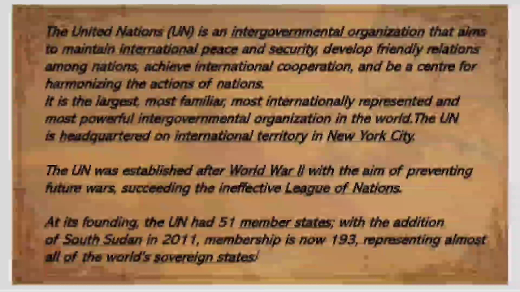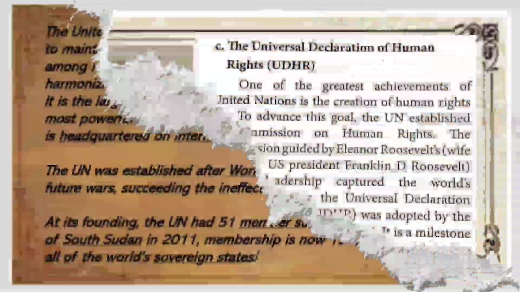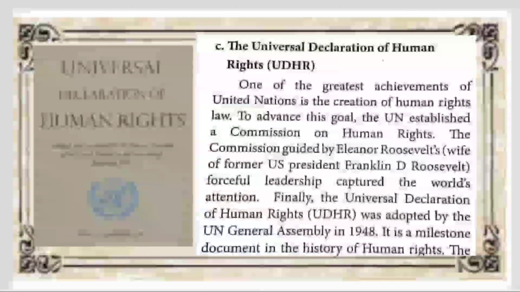The UN was established after Second World War with the aim of preventing future wars, succeeding the ineffective League of Nations. At its founding, the UN had 51 member states, but at present, the member countries of UNO is 193. The Universal Declaration of Human Rights, UDHR, one of the greatest achievements of United Nations is the creation of human rights law. To advance this goal, the UN established a Commission on Human Rights.